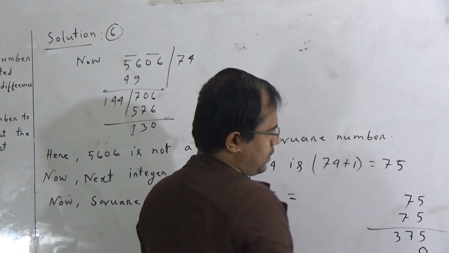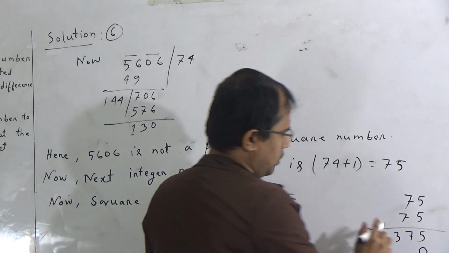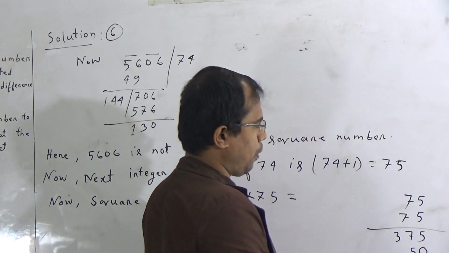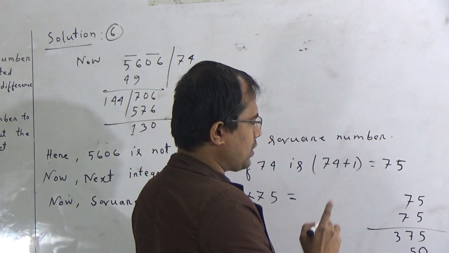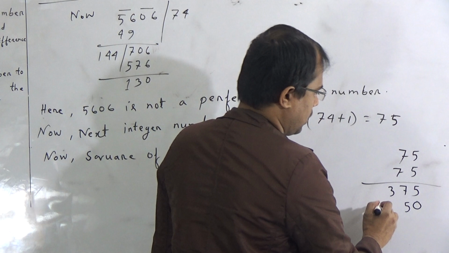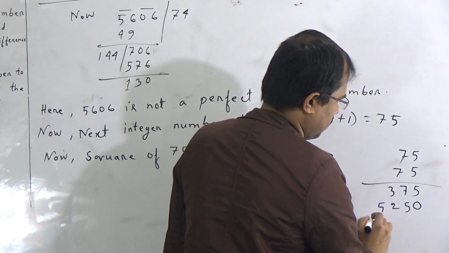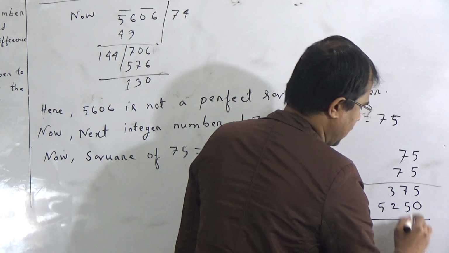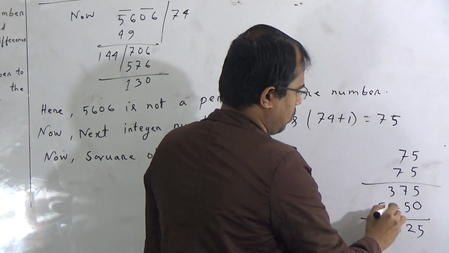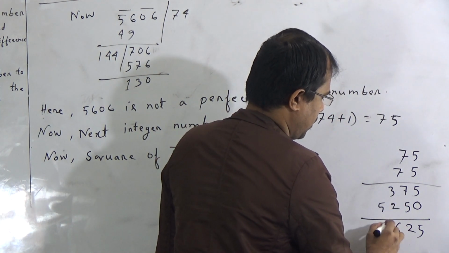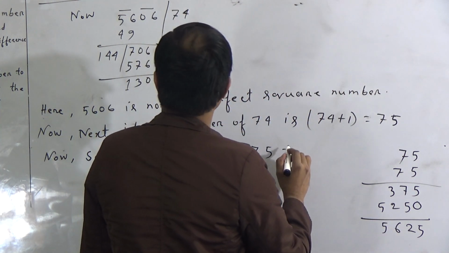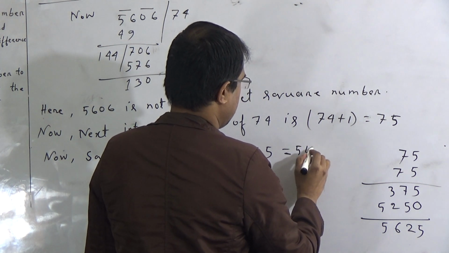Now 7 5s are 35. From 35 we will write 5, carrying 3. Now 7 7s are 49. 49 plus 3 equal to 52. If we add, then 5 plus 0 equal to 5. 7 plus 5 equal to 12. From 12 we will write 2, carrying 1. 1 plus 2 equal to 3. 3 plus 3 equal to 6. 5625. The number is 5625.